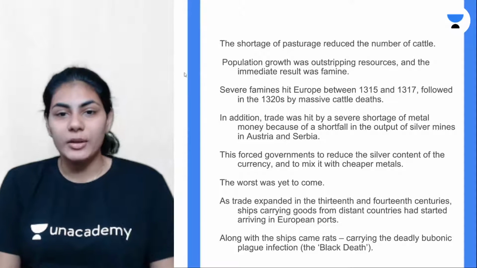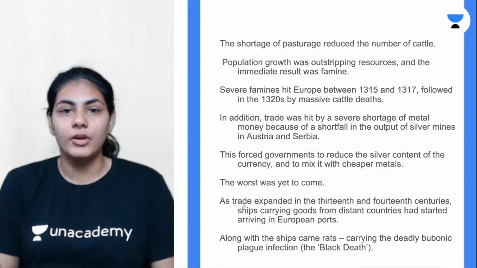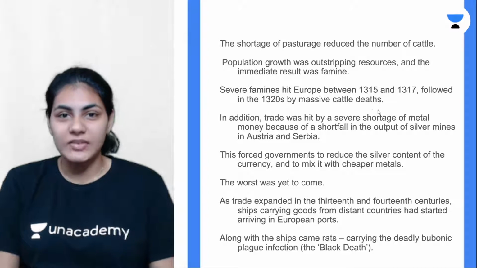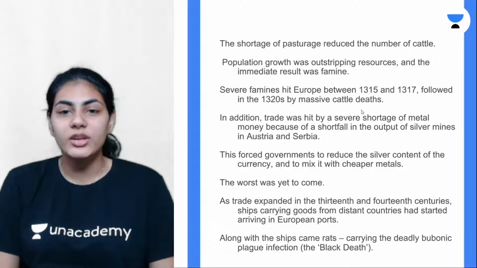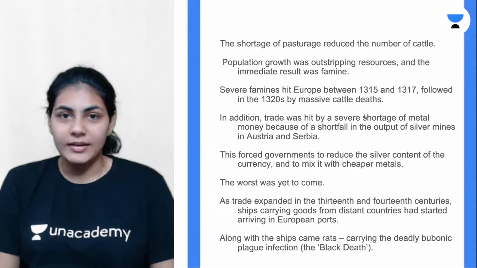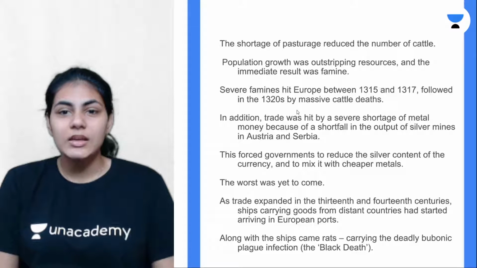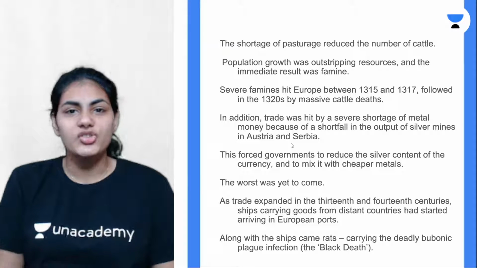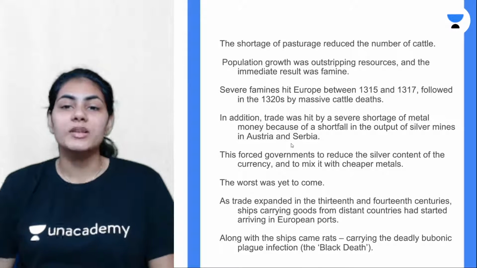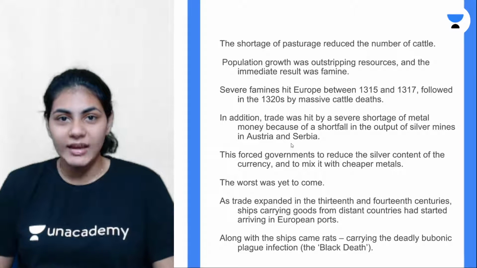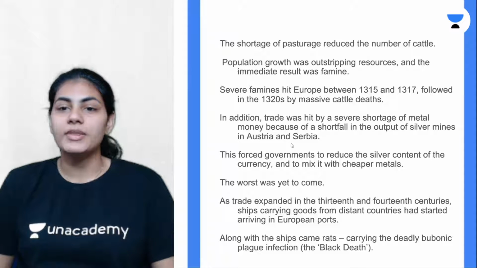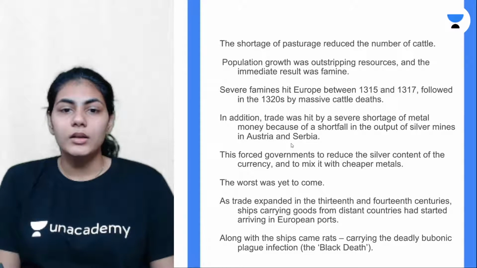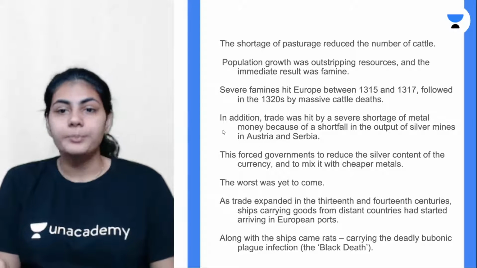It's not just one famine, right? There were a series of famines that hit Europe, especially between 1315 and 1317. It almost extended for 2 years, and after that also it didn't end. Even in the 1320s, there were so many massive cattle deaths. So famine is not just about humans dying, but it is also about other living creatures dying. So that's been there in the 1310s and 1320s. Okay, so that's about the famine part.